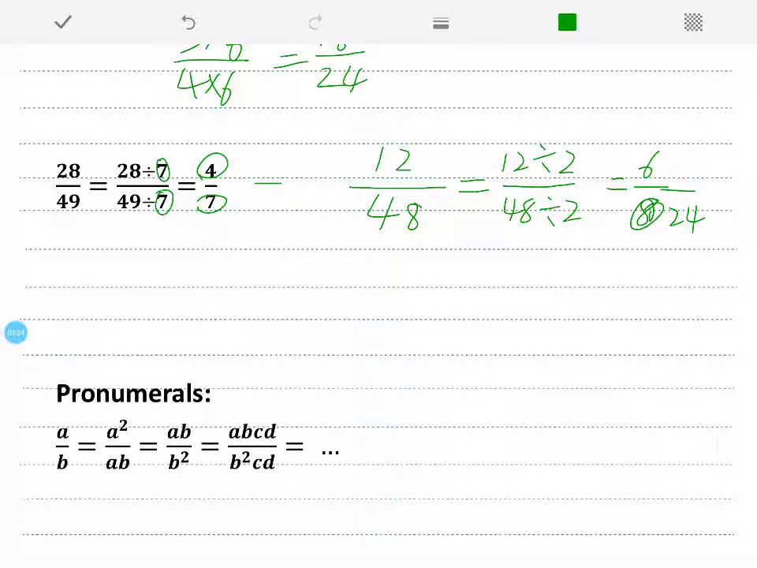But 6/24 is not the simplest fraction here. Now we choose another number, which is 6. So 6/24 divided by 6 equals 1/4. So 12/48 equals a quarter. So 12/48 is equivalent to a quarter. We'll use this to calculate addition and subtraction for two fractions. You will see that later.